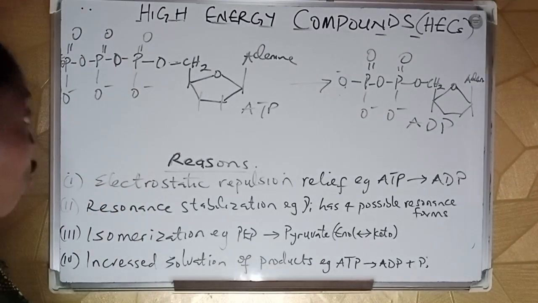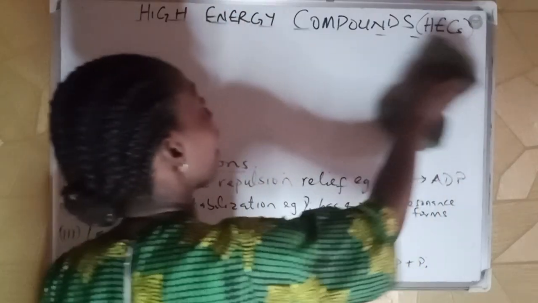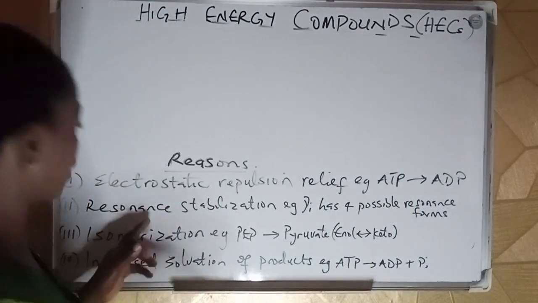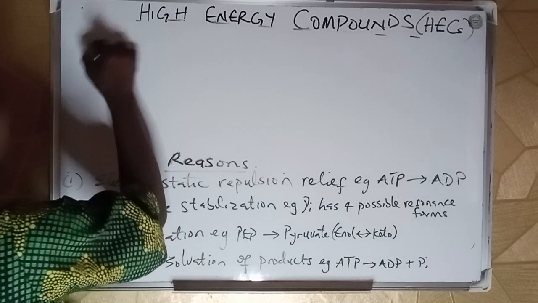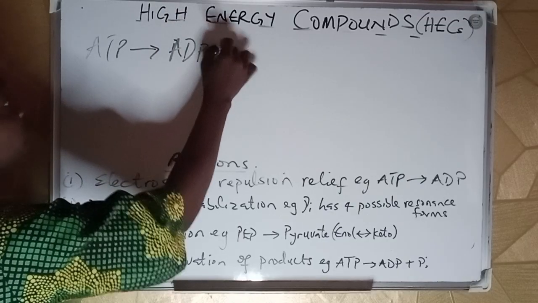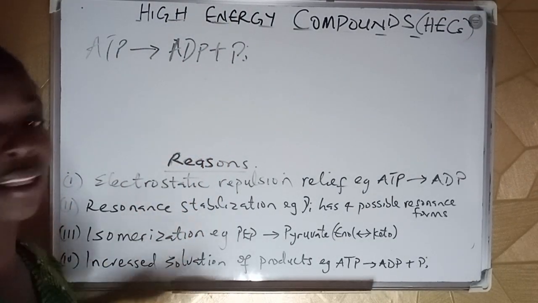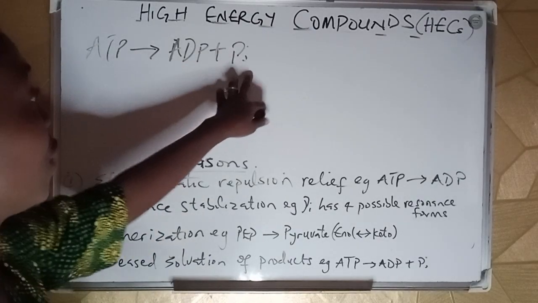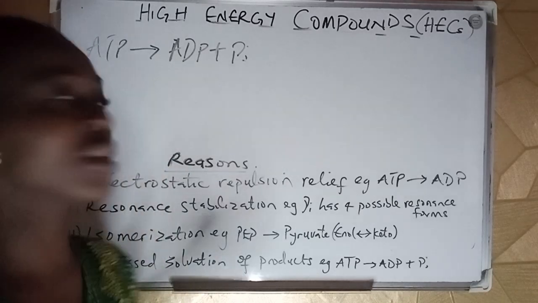Another reason we can give for the higher stability of products of high energy compounds, and the reason that the forward reaction is favored, is resonance stabilization. What does that mean? ATP is broken down by hydrolysis to ADP and inorganic phosphate. The phosphate in ATP cannot change its form, cannot resonate, but the free inorganic phosphate that is released can exist in 4 possible resonance forms.